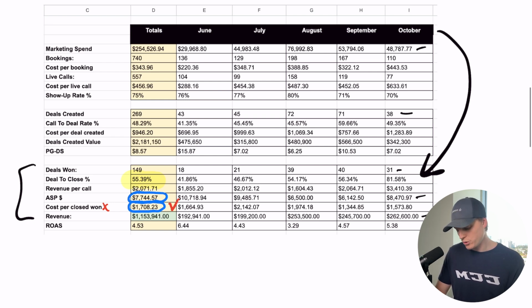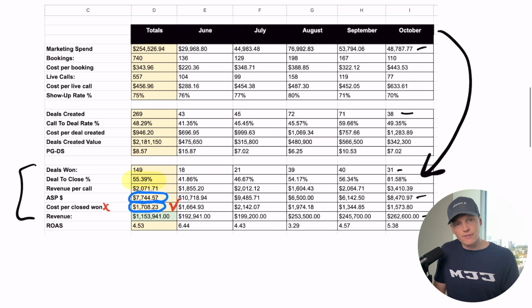149 on $252,000 in revenue. $1,700 is what it cost us to get a customer. The average customer, ASP is average sale price, ACV, average contract value, annual contract value, whatever you want to call it. ASP, average sale price, $7,700. That right there, $7,700 into $1,700, that's your margin. That's where we are going to get our ROAS, 4.53, pretty much.